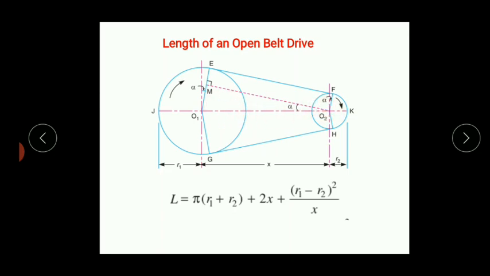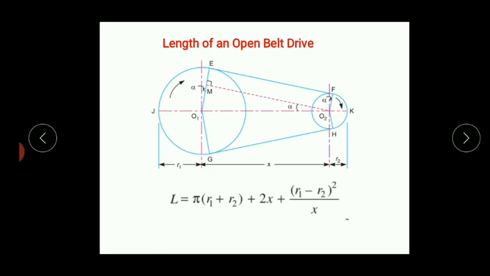Some may take R1 as the radius of the smaller pulley, or they may take R1 as the radius of the larger pulley. In both cases we will get the same answer, so it doesn't matter whether you take R1 as the radius of the driving pulley or the driven pulley.